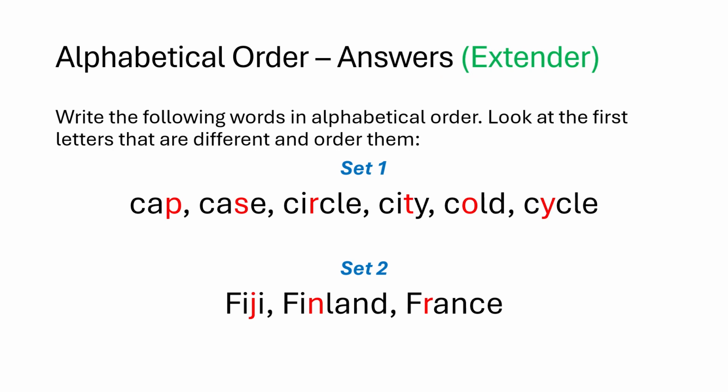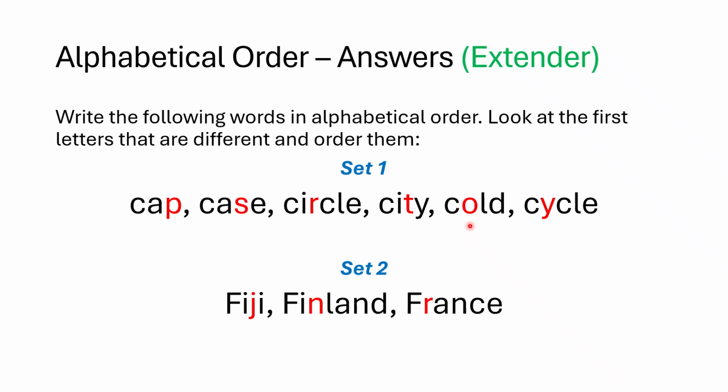Check your answers. These words are in alphabetical order by looking at the subsequent letters that are different. Cap and case both begin with CA, so the third letter P comes first and the third letter S comes next. Circle and city both begin with CI, so the third letter R comes first and the third letter T comes next.